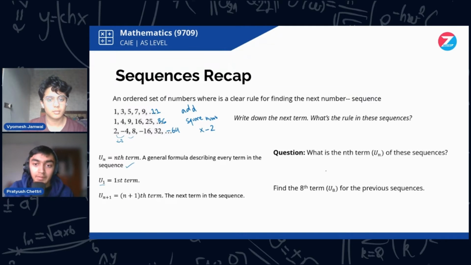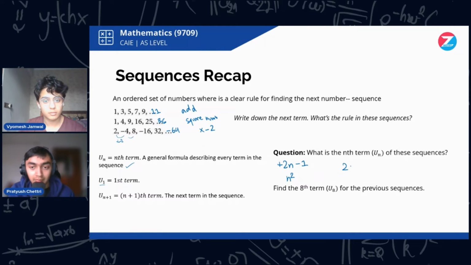Okay. So here's a question. What is the nth term of these sequences? For the first one, I can see we add 2 each time, so 2n, and then we subtract 1 for the first one. The second one is simply n squared, because each term, oh, by the way, we start at the first term, U_1, so the first term's 1. This should be recap.